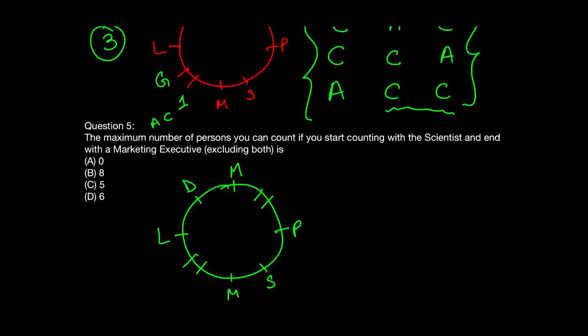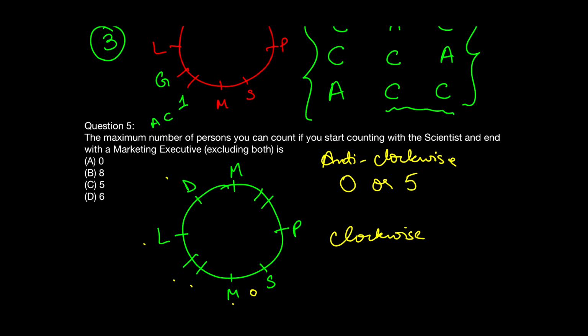All right, so I got these. Now we will be focusing on the S to M distance. First we will move in the anti-clockwise direction and check what the 2 possibilities are over here. So this is anti-clockwise and this is clockwise. Between S and M we have 0 people, so first I have a 0 condition, and the second condition is 1, 2, 3, 4, 5. 5 people between this S and this M.